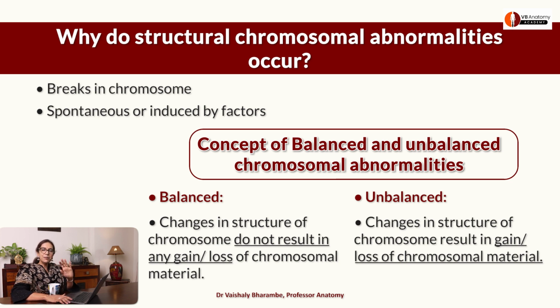Okay? These are some basics because these terms will come repeatedly and you will begin to wonder, what is she talking about? Fine. So ask yourself, why do chromosomes break? Abnormalities occur because chromosomes break. What is balanced? When there is neither loss nor gain. What is unbalanced? When there is a loss or gain.